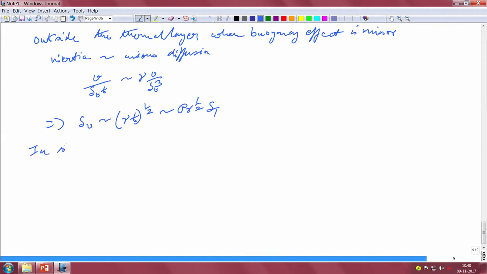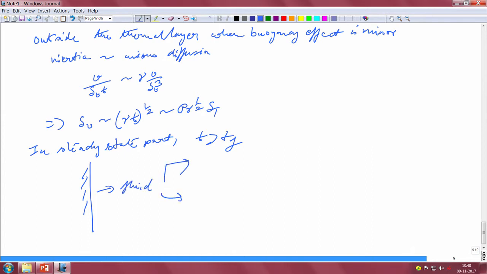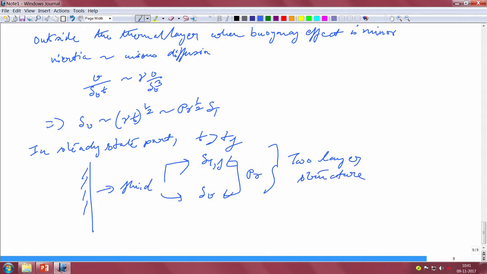So, in the steady state part, when T is greater than Tf, the fluid near this wall is characterized by a two layered structure. One is delta Tf and the other is delta Tv, which are linked with each other through the Prandtl number. This is called a two layered structure, where delta Vf is Prandtl number half delta Tf.